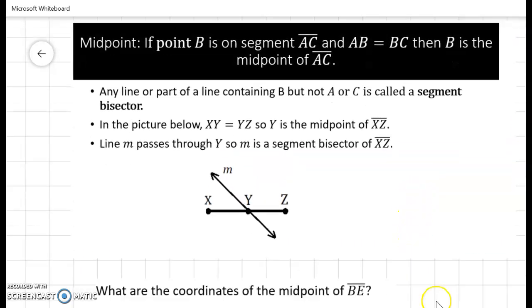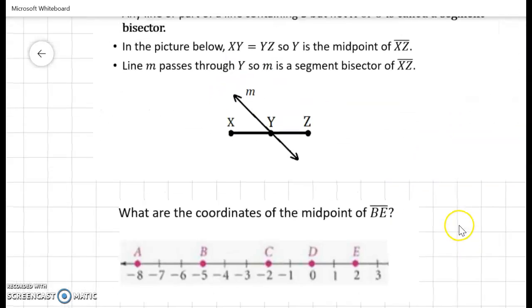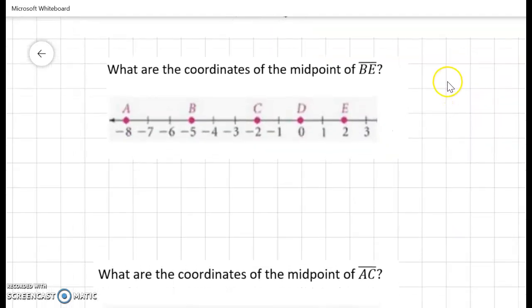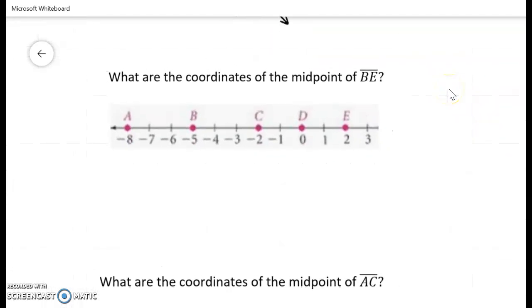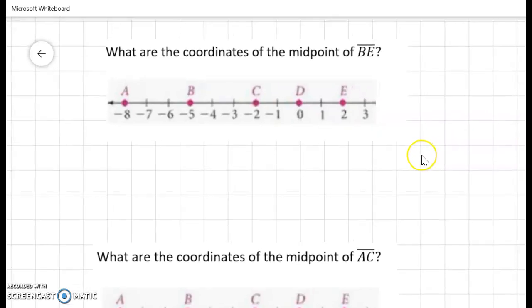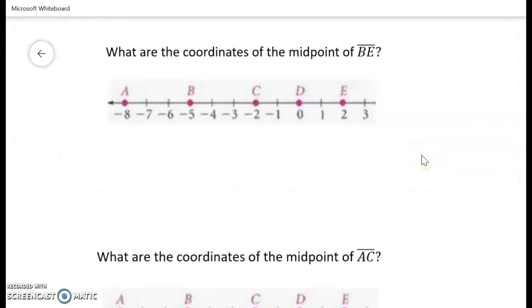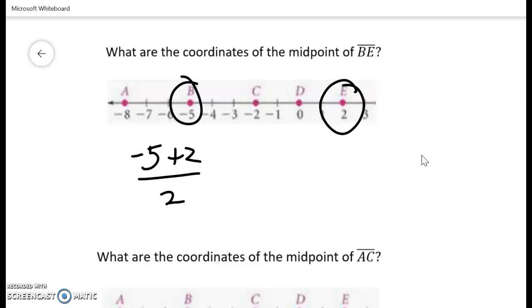Very good. Now, let's look at some other things. We're not going to worry too much about segment bisectors. We are very concerned with the midpoint. What is the coordinate of the midpoint of BE? Okay. So B is here at -5, and E is at 2. So the midpoint would be halfway between there. To find the coordinate of the midpoint, you just average: -5 plus 2 divided by 2.